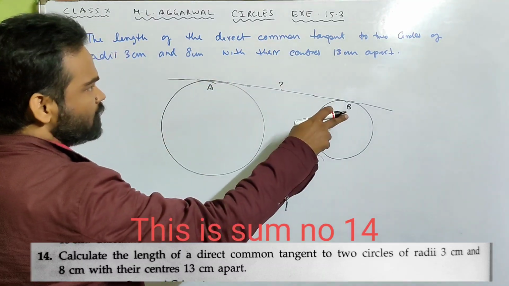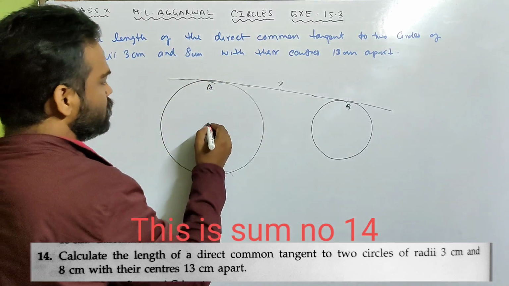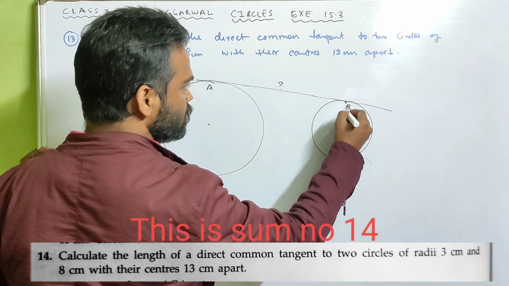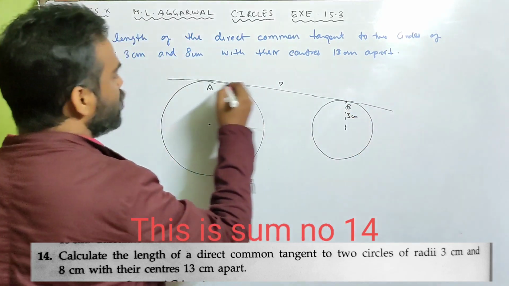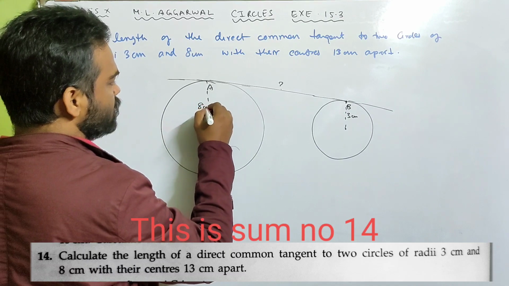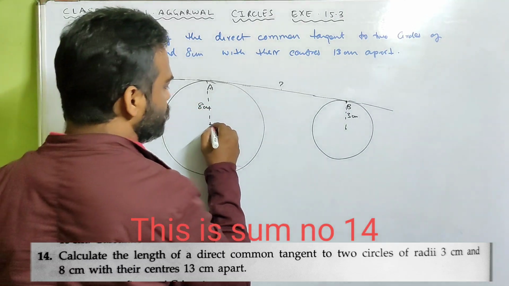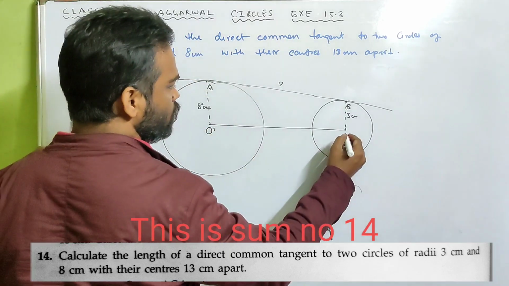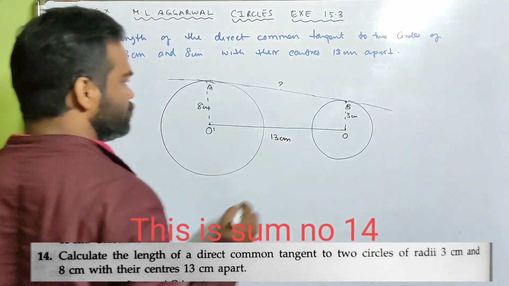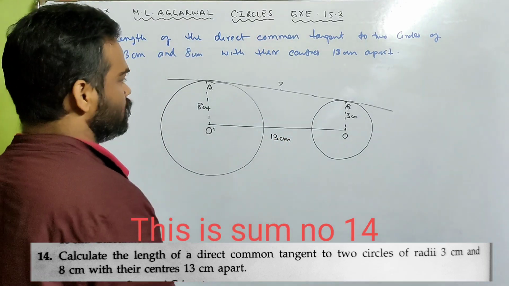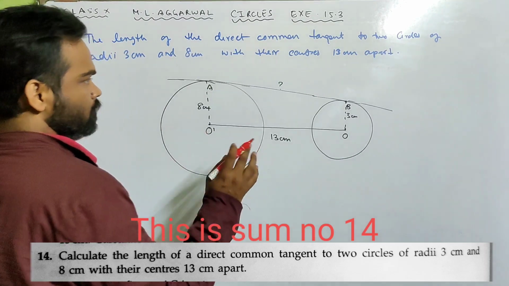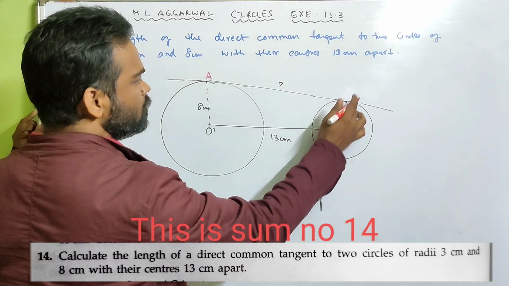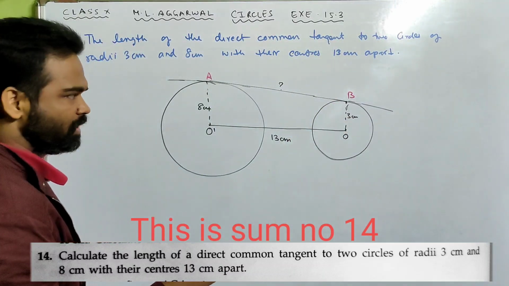The length of the direct common tangent to two circles of radii 3 cm and 8 cm with the centers 13 cm apart. With the centers, this is your O dash, O, 13 cm apart. Done? Sure. We need to find AB. Simple. We need to find AB. This is the length of the common tangent.